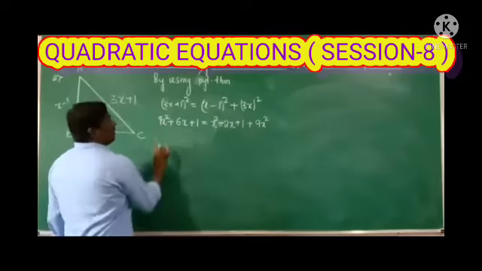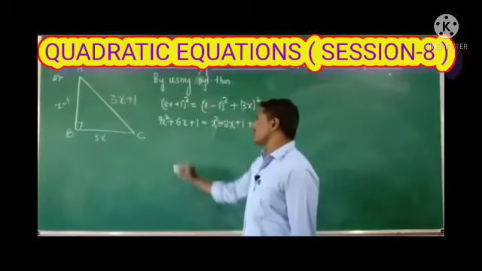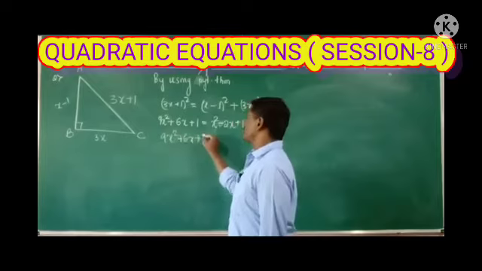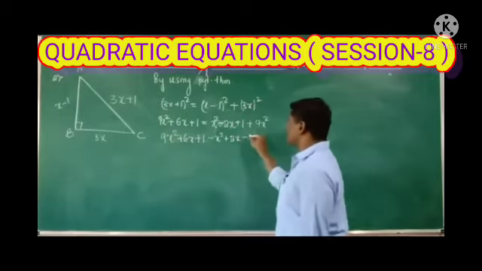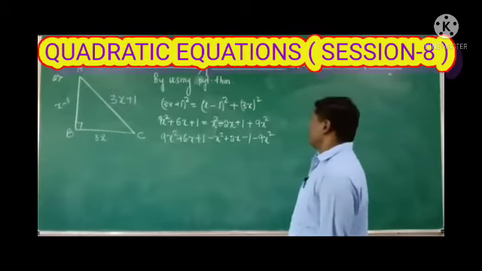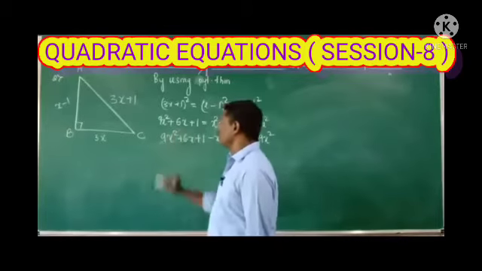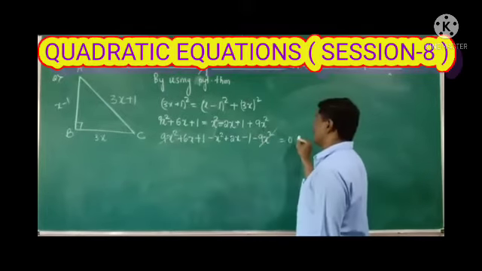Okay. Now take all these terms to one side. Either you can take the LHS side or the RHS side. So 9x square plus 6x plus 1 minus x square plus 2x minus 1 minus 9x square. Here plus 9x square and minus 9x square get cancelled.